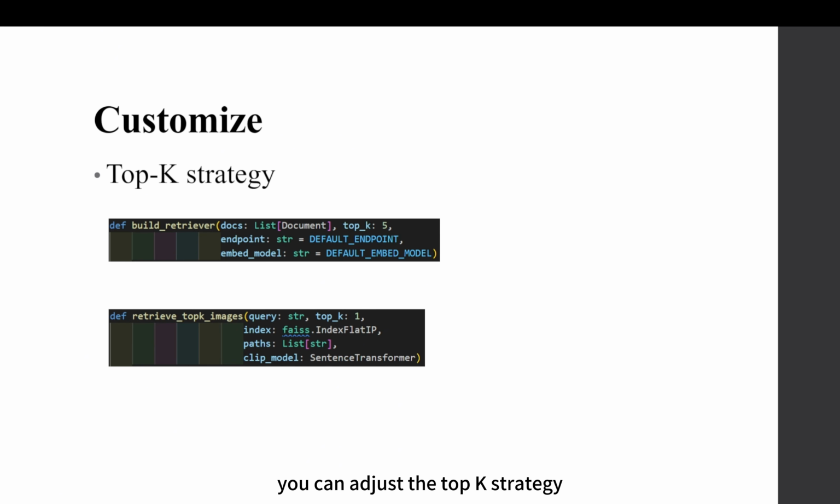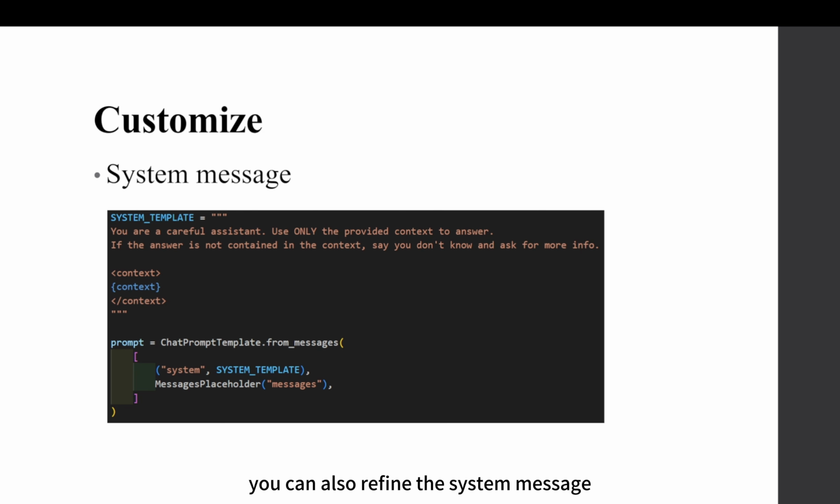You can adjust the top-K strategy. This controls how much evidence we pull from each index. If answers feel thin or miss detail, try to raise top K. If responses get long or start drifting, try to lower it. You can also refine the system message. This is where we set the ground rules for the model.